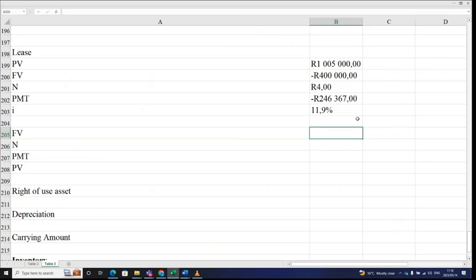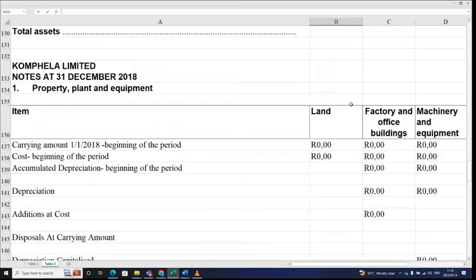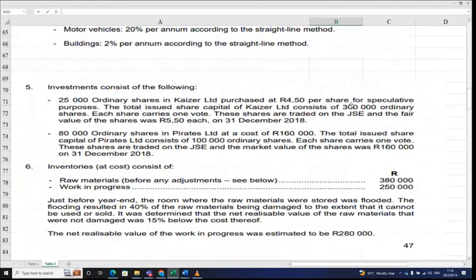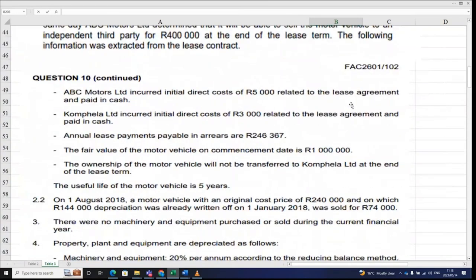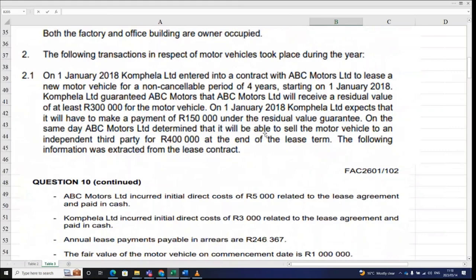Okay. So very important that the future value here is only the guaranteed portion, so this is what Komphela said they're going to guarantee. So Komphela on 1 January 2018 expects that it will have to make a payment of 150,000 under the residual value guaranteed.